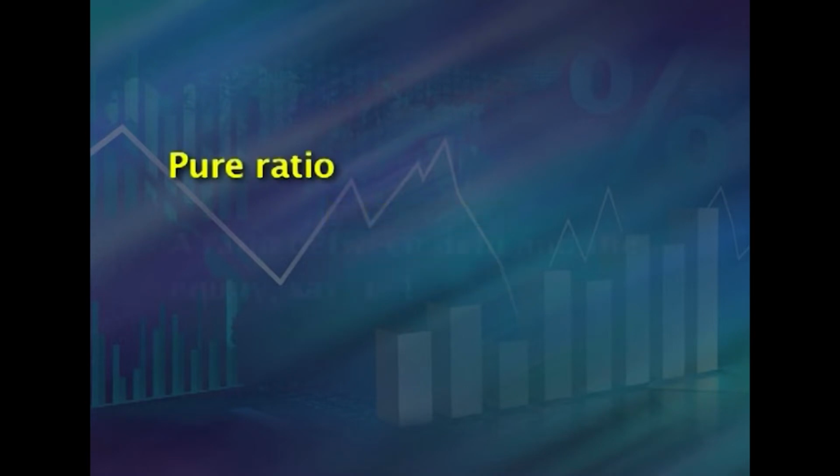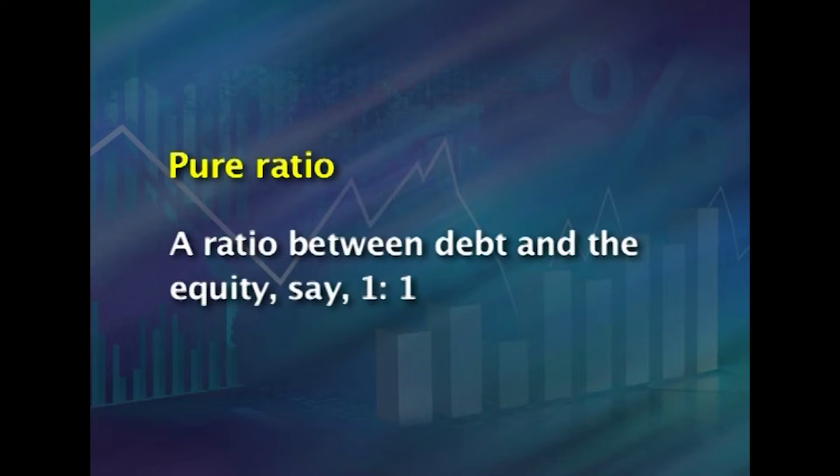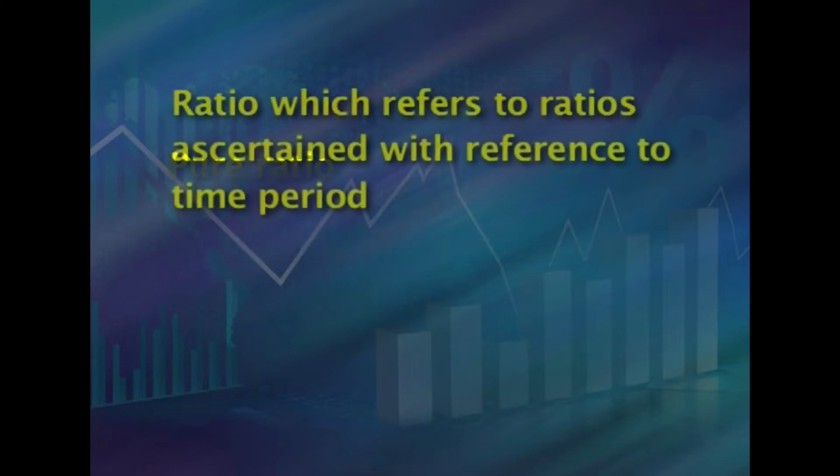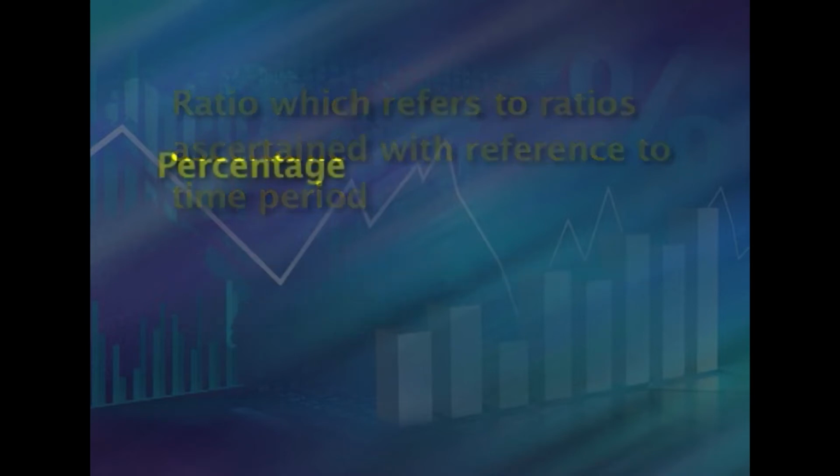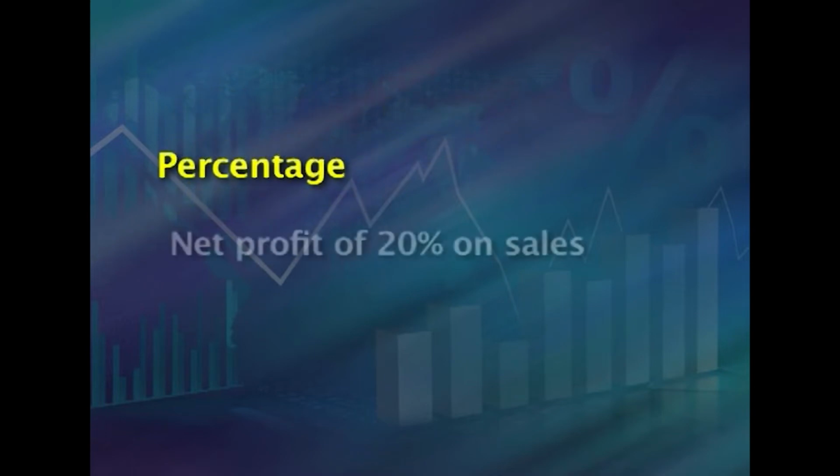Pure ratio, example, a ratio between debt and equity, say 1:1. Rate, which refers to ratios ascertained with reference to a time period, example, working capital turnover ratio of 3 times a year. Percentage, example, net profit of 20% on sales.